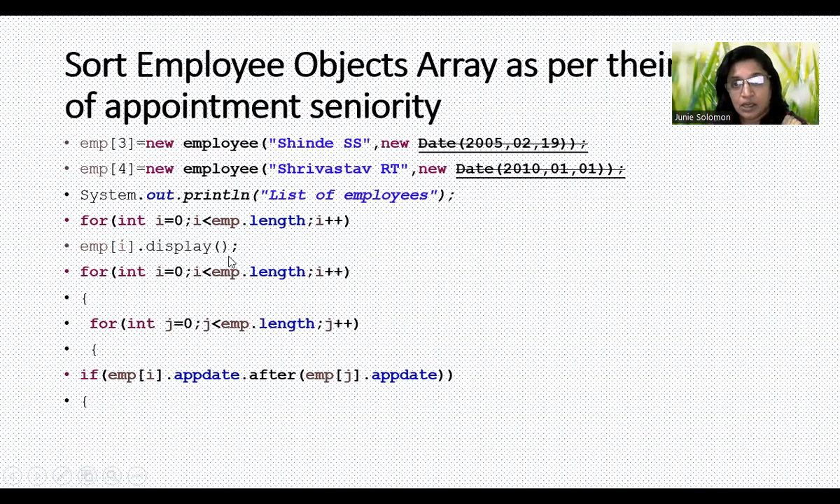i plus plus. Then you can simply say emp of i dot display. It will take the first 0 case, first case, second case, third case. It will display up to 5 in an unsorted order. I didn't do anything, so it's unsorted.